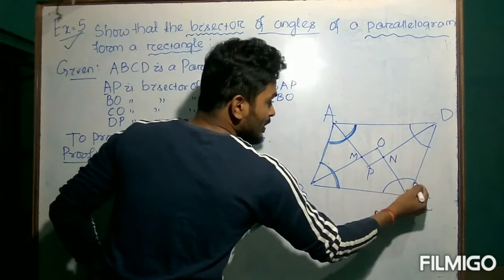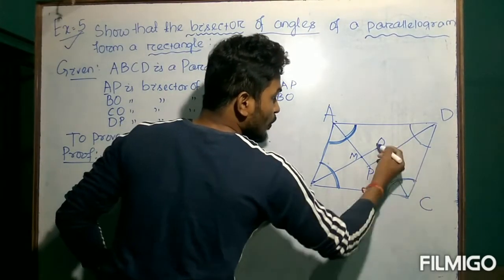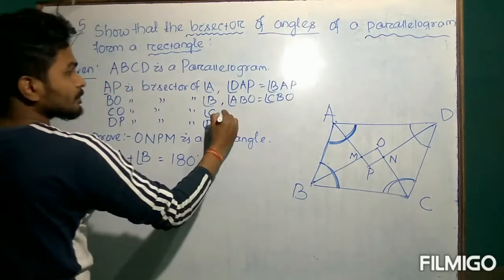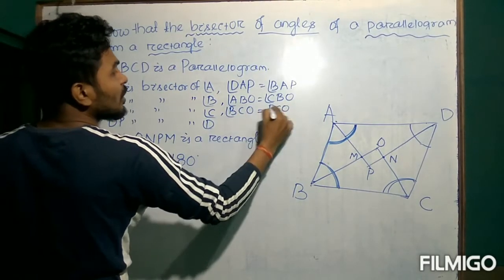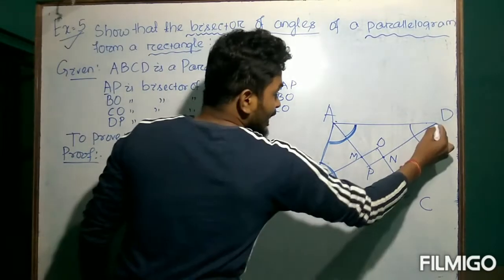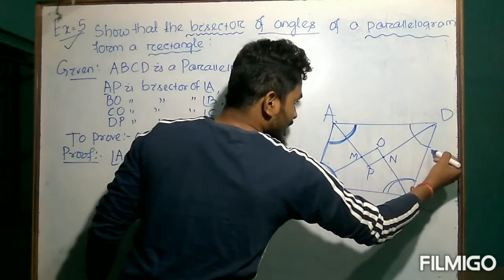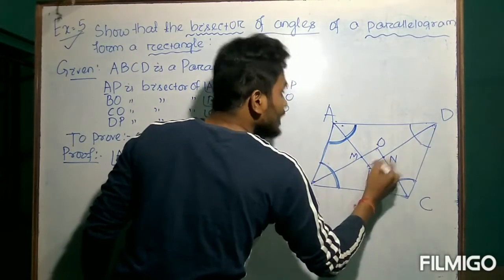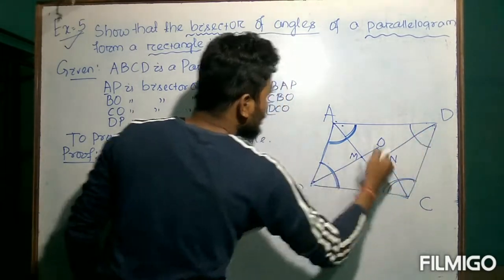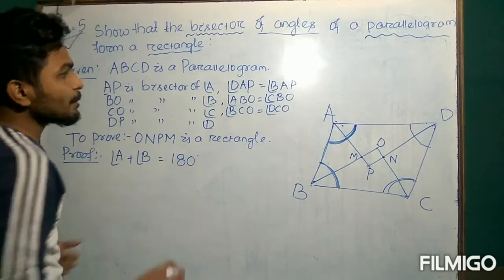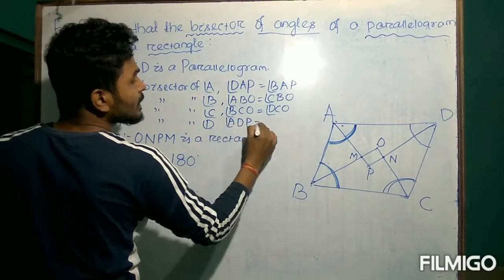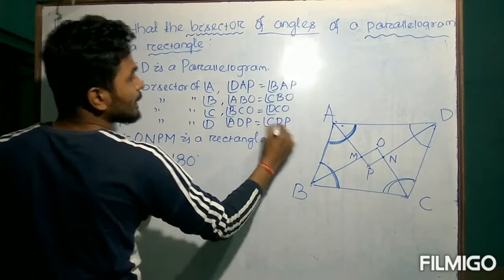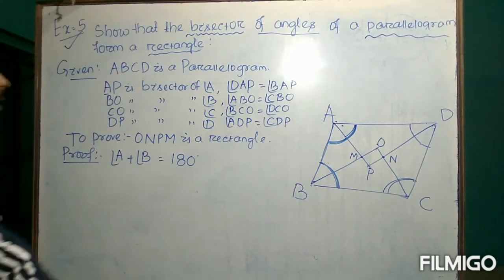CO is the angle bisector of this angle. So BCO is equal to DCO. We can conclude it, right? Similarly, DP is the angle bisector of this angle. So ADP is equal to CDP. Isn't it? Yes. So ADP is equal to CDP. Done.